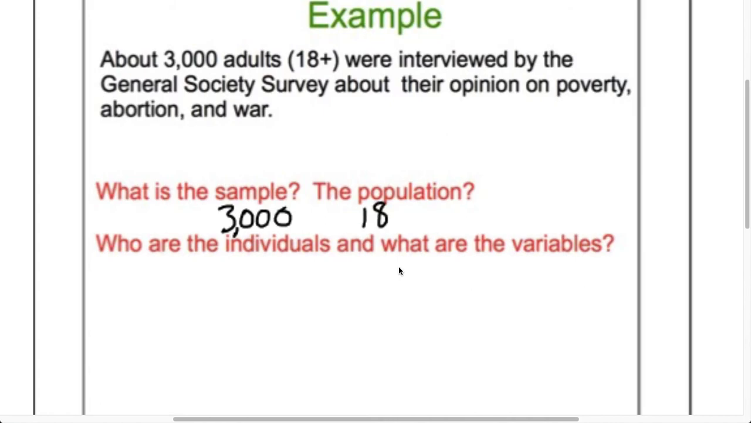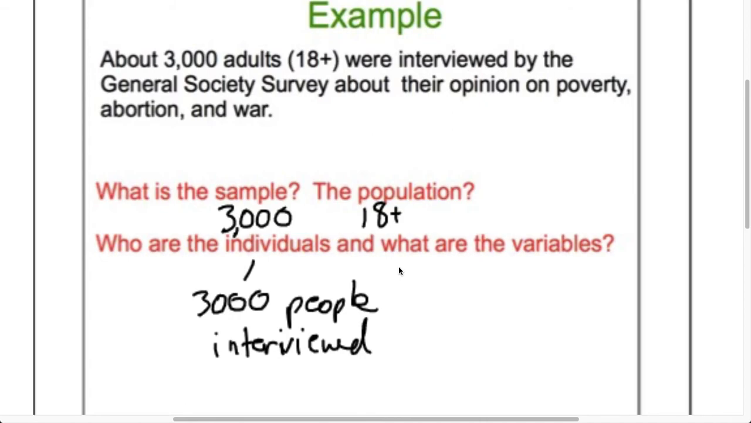So the population that we can only assume this talks about are adults, worldwide, theoretically, that are 18 plus. We can't interview adults and then make a generalization that this is also what kids think. Those are two different types of people. So this sample, based on what we know, only represents the population that is 18 plus. The individuals of the sample are the 3,000 people that were interviewed.